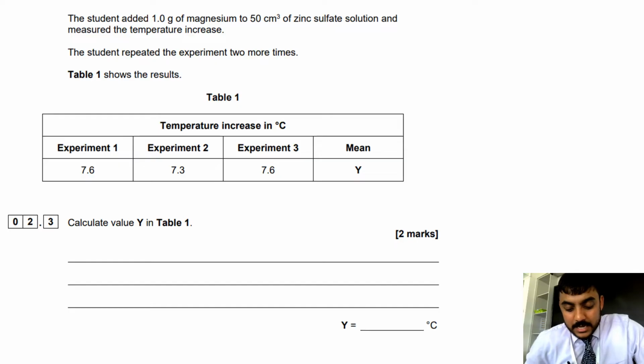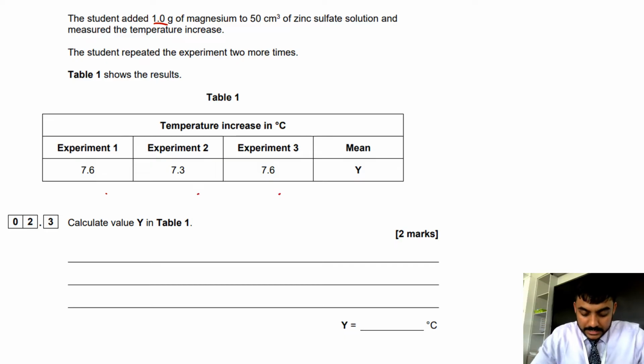The student added 1.0 grams of magnesium to 50 centimeters cubed of zinc sulfate solution and measured the temperature increase. The student repeated the experiment 2 more times. And then they calculated the mean. It's asking us to calculate the mean.